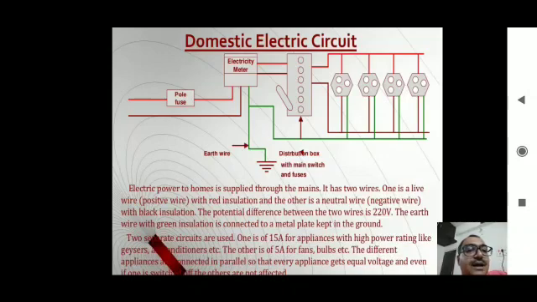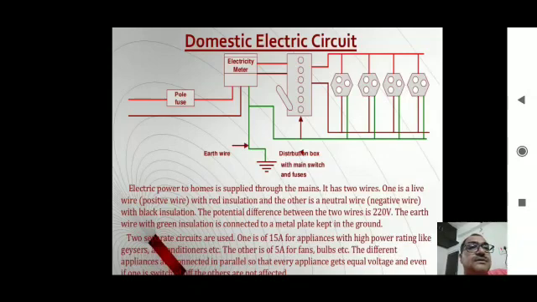Two separate circuits are used in our domestic electric circuit. One is for 15 ampere appliances with high power rating like geysers, air conditioners, etc. The other is 5 ampere for fans, bulbs, etc. The different appliances are connected in parallel, so every appliance gets equal voltage, and even if one switch is off, the others are not affected. It means that in this household circuit all the appliances are connected in parallel, so we can separately switch on or off that particular device.